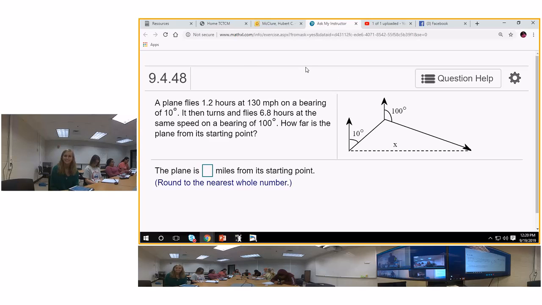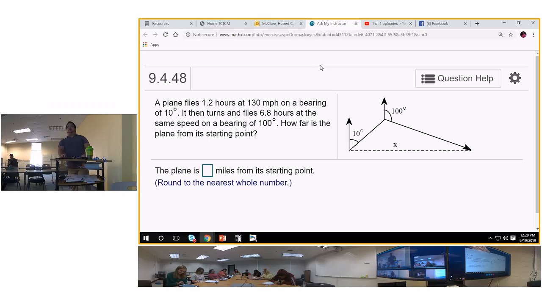A plane flies 1.2 hours at 130 miles an hour, so multiply those two together, on a bearing of 10 degrees. So it's that one right there. Then it turns and flies 6.8 hours at the same speed, so that's 6.8 times 130 right here, at a bearing of 100 degrees. How far is the plane from the starting point? So they want to know the hypotenuse.